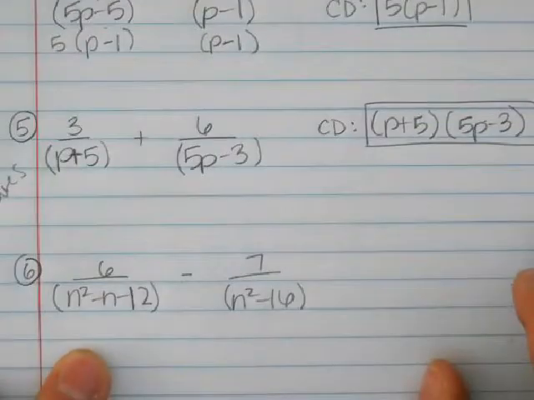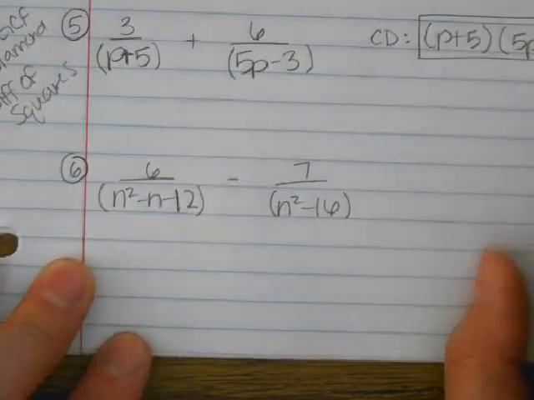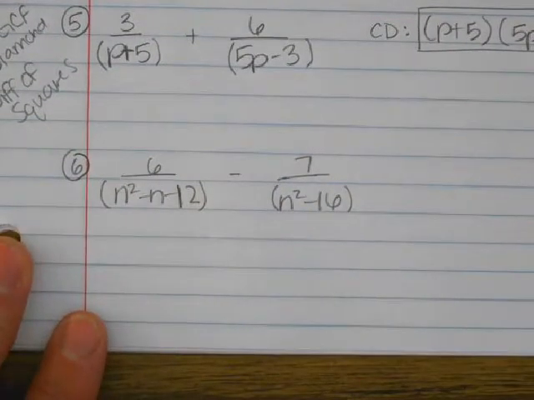All right. Number 6. Are those denominators completely factored already? No, we got some factoring to do. Go ahead and factor number 6. Take some time, factor number 6. Those denominators, these ones take a little bit more energy.